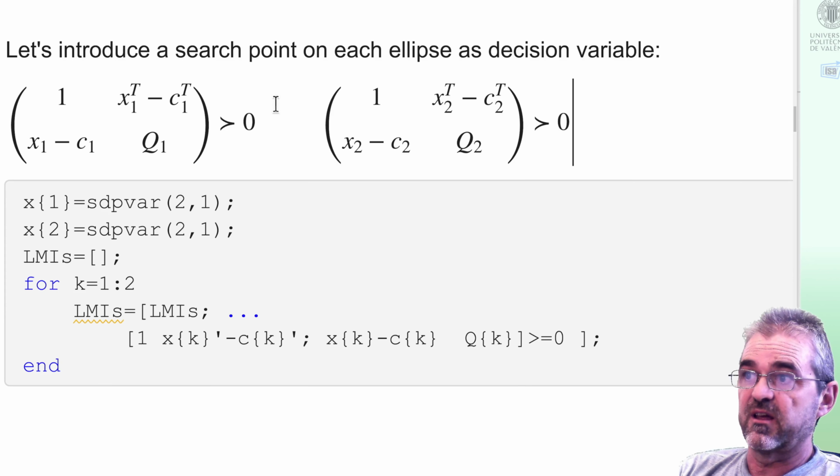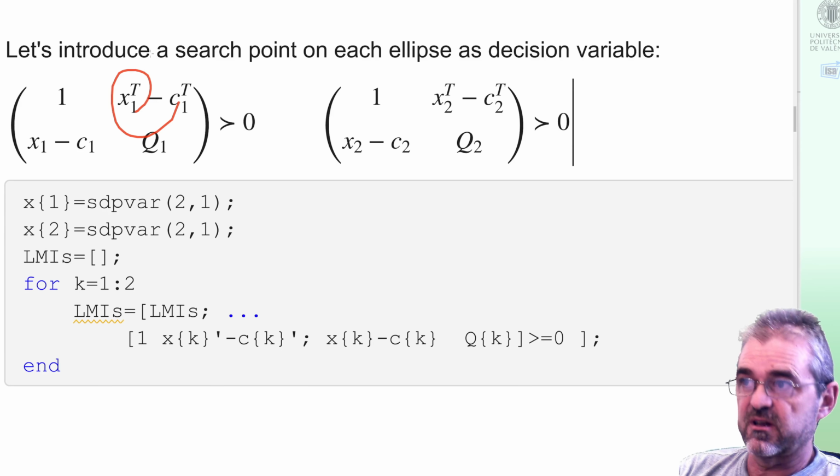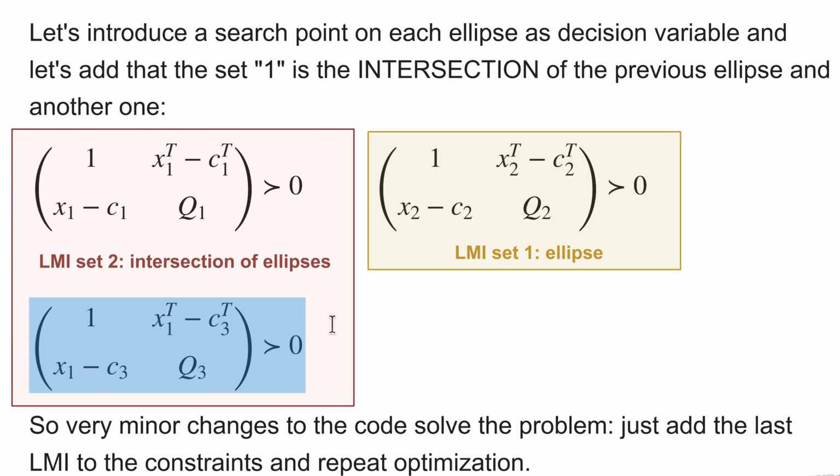But if x1 must be in the intersection of two ellipses, then x1 must verify this LMI corresponding to ellipse 1, and if the same point must be in ellipsoid 3 with center C3 and shape matrix Q3, well, we just need to add this LMI. So that's it. For instance, adding that LMI and recomputing the optimal distance point, it's all that we need to do. Just one line, okay?